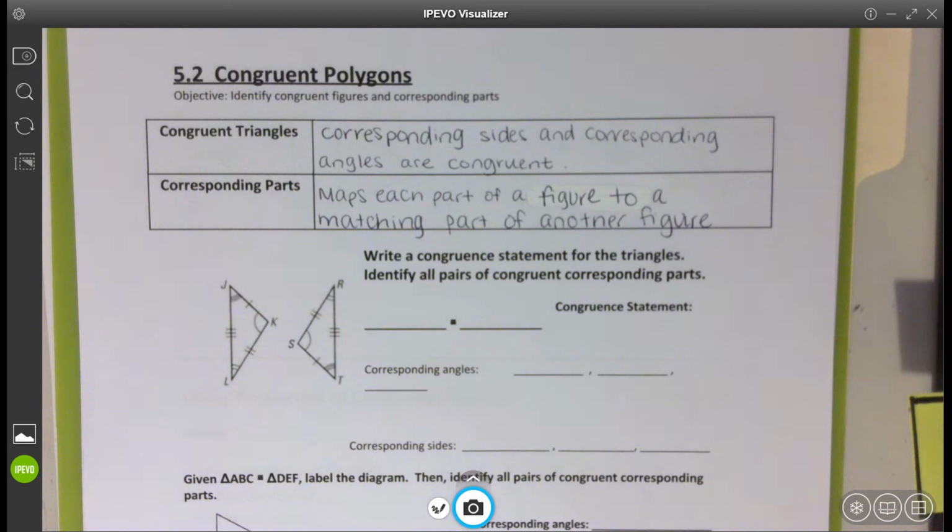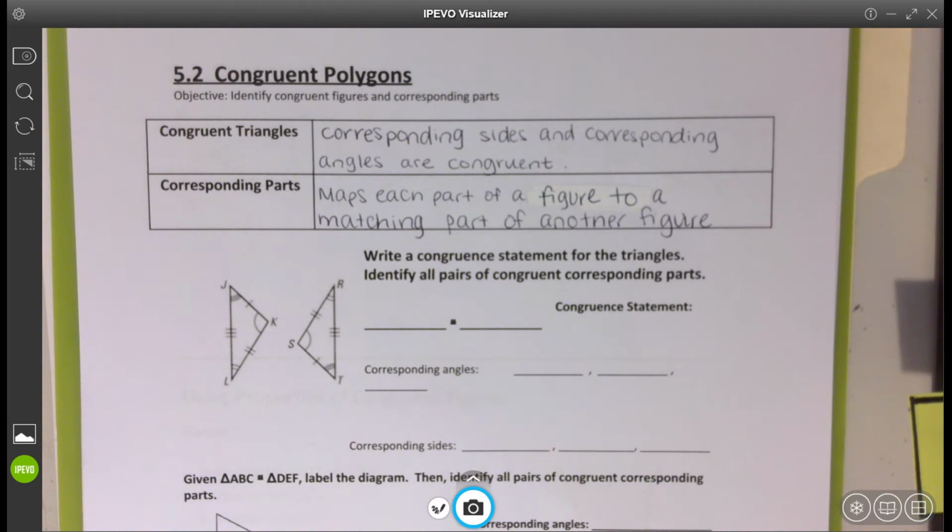All right, today we're going to talk about congruent polygons, focusing on first triangles and then leading our way into other figures. So the very first part is we have congruent triangles. And what that means is that we have corresponding sides and corresponding angles that are congruent. Simply meaning 3 angles are congruent, 3 sides are congruent to each other.